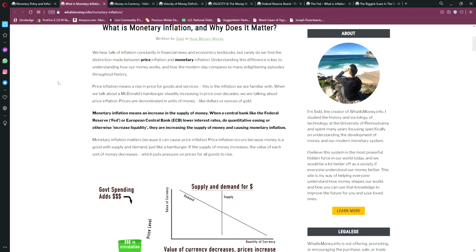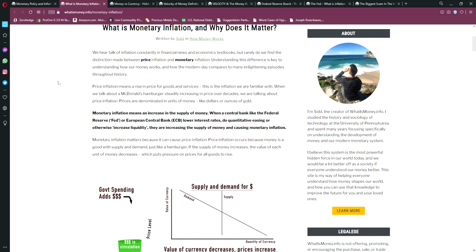Good job. Monetary inflation means an increase in the supply of money. When a central bank like the Federal Reserve, who we will touch on at the very end, or a European Central Bank lowers interest rates, does quantitative easing, or otherwise increases liquidity, they are increasing the supply of money and causing monetary inflation. Monetary inflation matters, I would say to you, because it can cause price inflation. Price inflation occurs when money is a good with supply and demand, just like a hamburger. If the supply of money increases, the value of each unit of money decreases, which puts pressure on prices for all goods to rise.